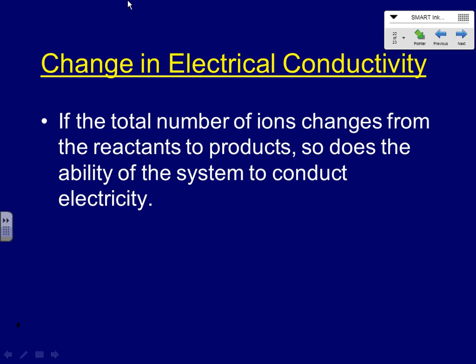Electrical conductivity. A solution, if you recall, is an electrolyte if it has ions in it. And an electrolyte can conduct electricity. If a chemical reaction produces more ions in the products than in the reactants, then it will be able to conduct more electricity. If a chemical reaction brings ions together, which then locks them away, say in a compound, and the number of ions decreases, then the electrical conductivity decreases.